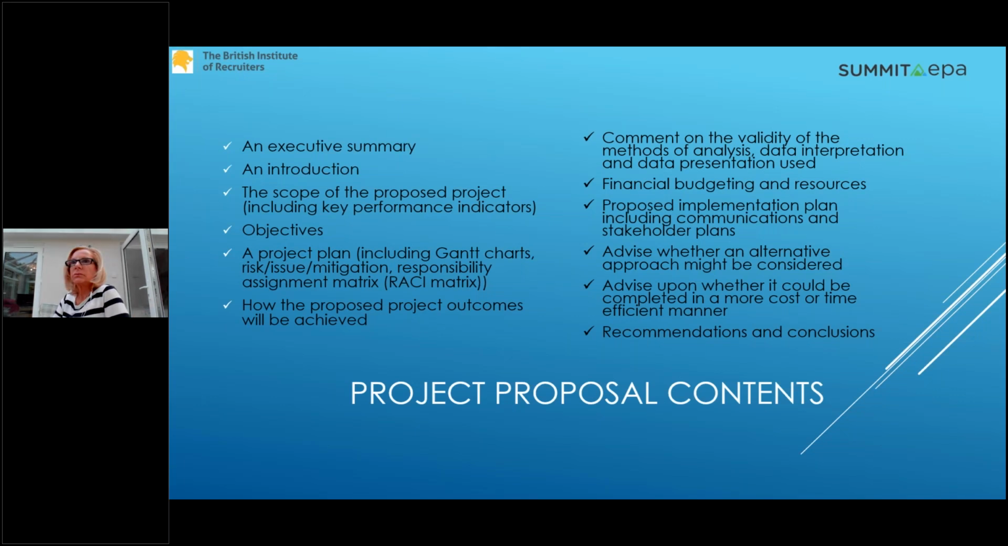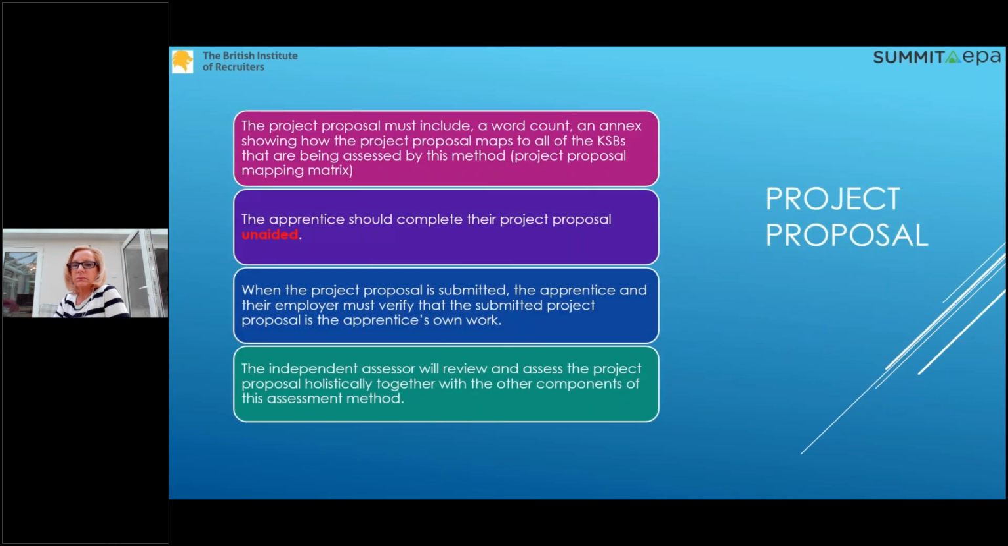Now, it is going to be over 4,000 words, so we have to include a word count within that. What we also require is an annex showing how the project proposal maps to the KSBs that have to be assessed against this method. Again, we will be providing you a project proposal mapping matrix, and it'll be very similar. What page is that on? What evidence you're submitting to meet that KSB?